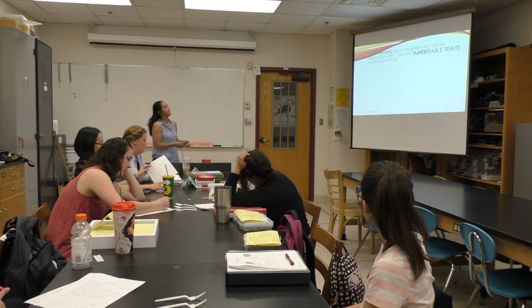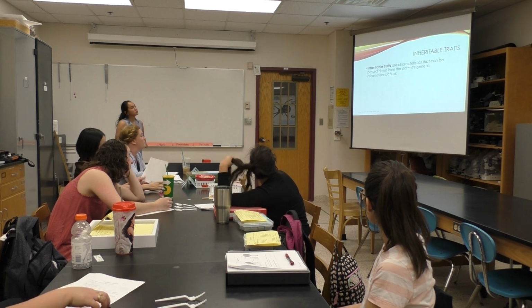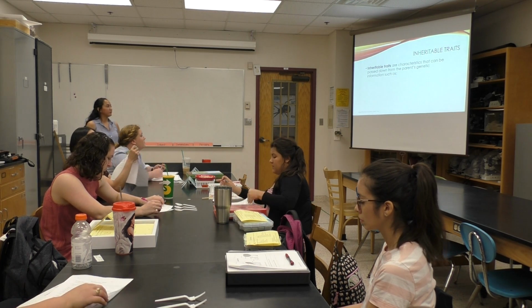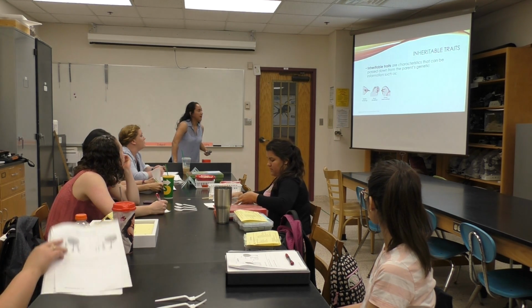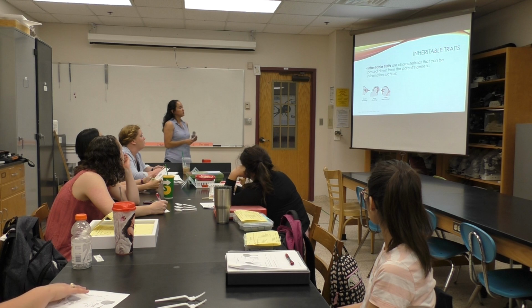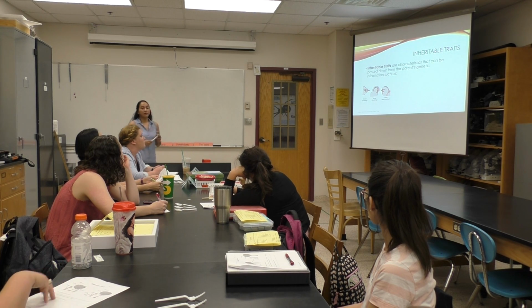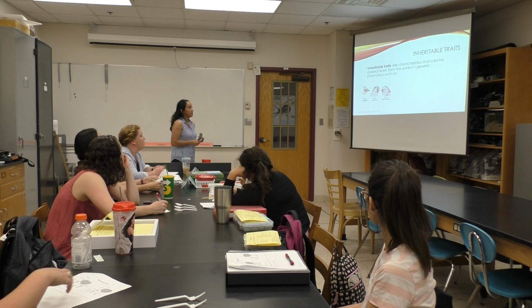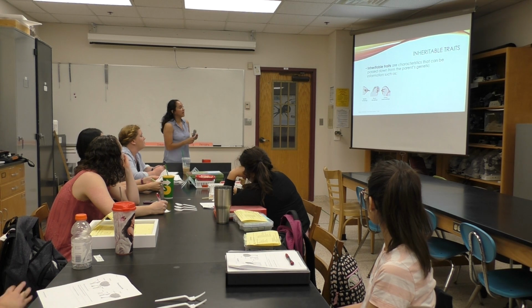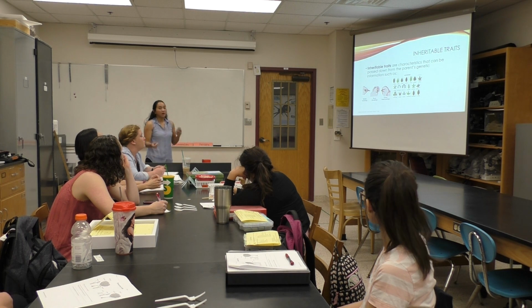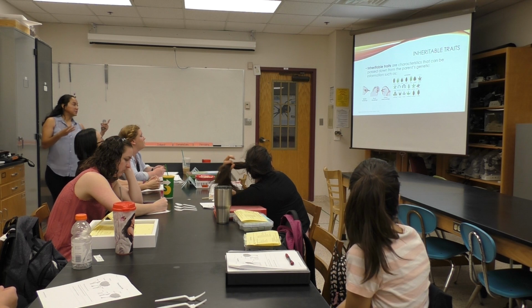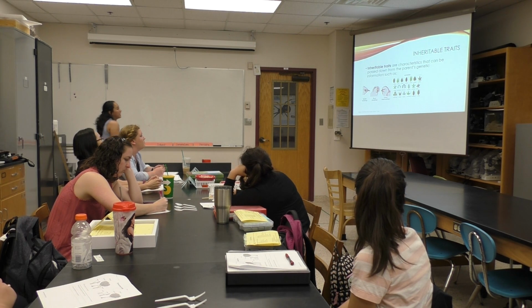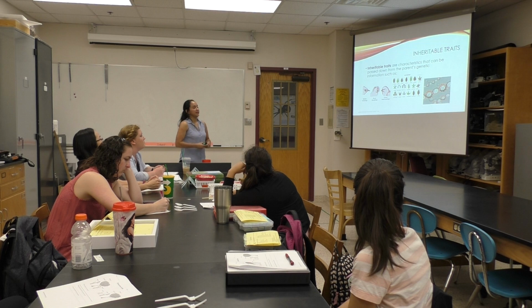So, inheritable traits. Inheritable traits are characteristics that can be passed down from the parent's genetic information, such as the bird's beaks and their shape and sizes, the color of their feathers, the shape and size of their feet. That can be passed down. That's an inheritable trait. In plants, the color can be passed down, the leaf shape and size can be passed down, leaf margins can be passed down, and diseases can be passed down.